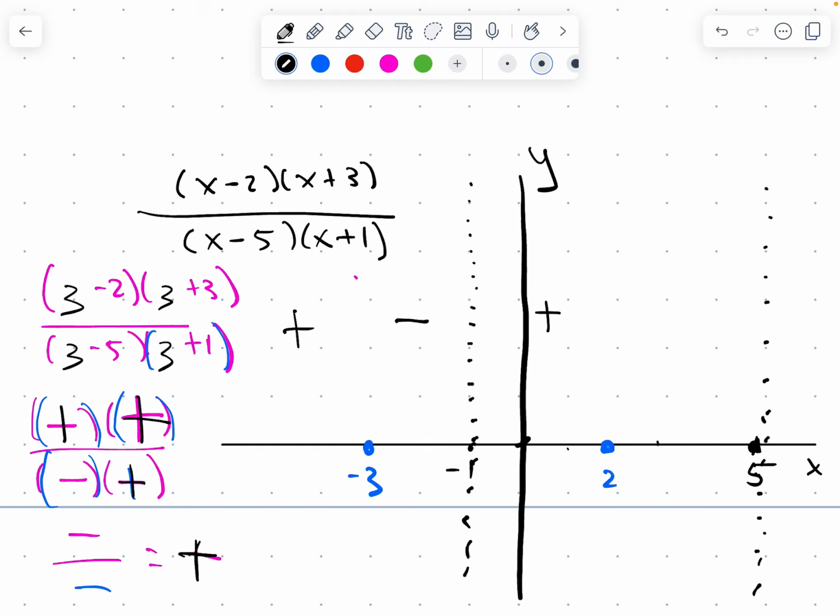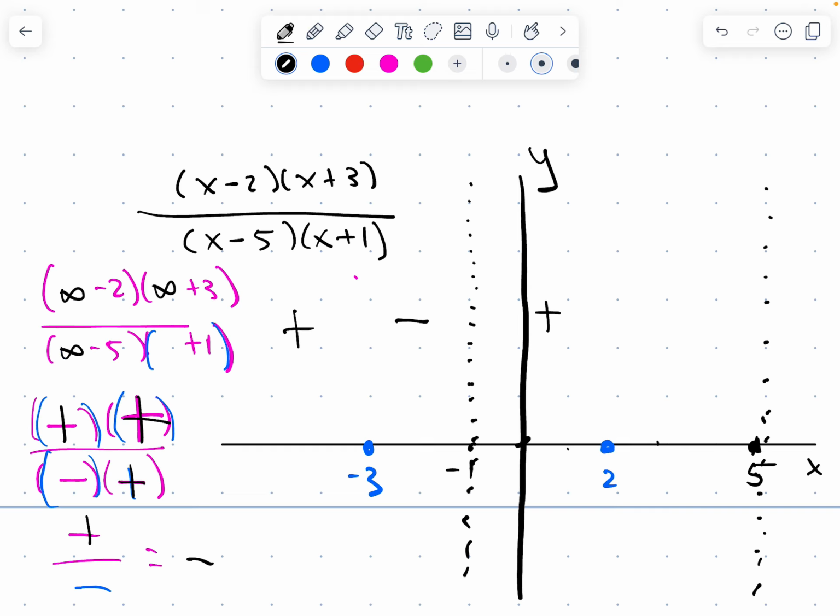So now a positive and a positive on the top is a positive. The bottom is a negative, and so the resulting sign is going to be negative. So in between 2 and 5, I'm negative. Now what happens from 5 onwards? Well, from 5 onwards, let's pick a nice round number like, let's say infinity.